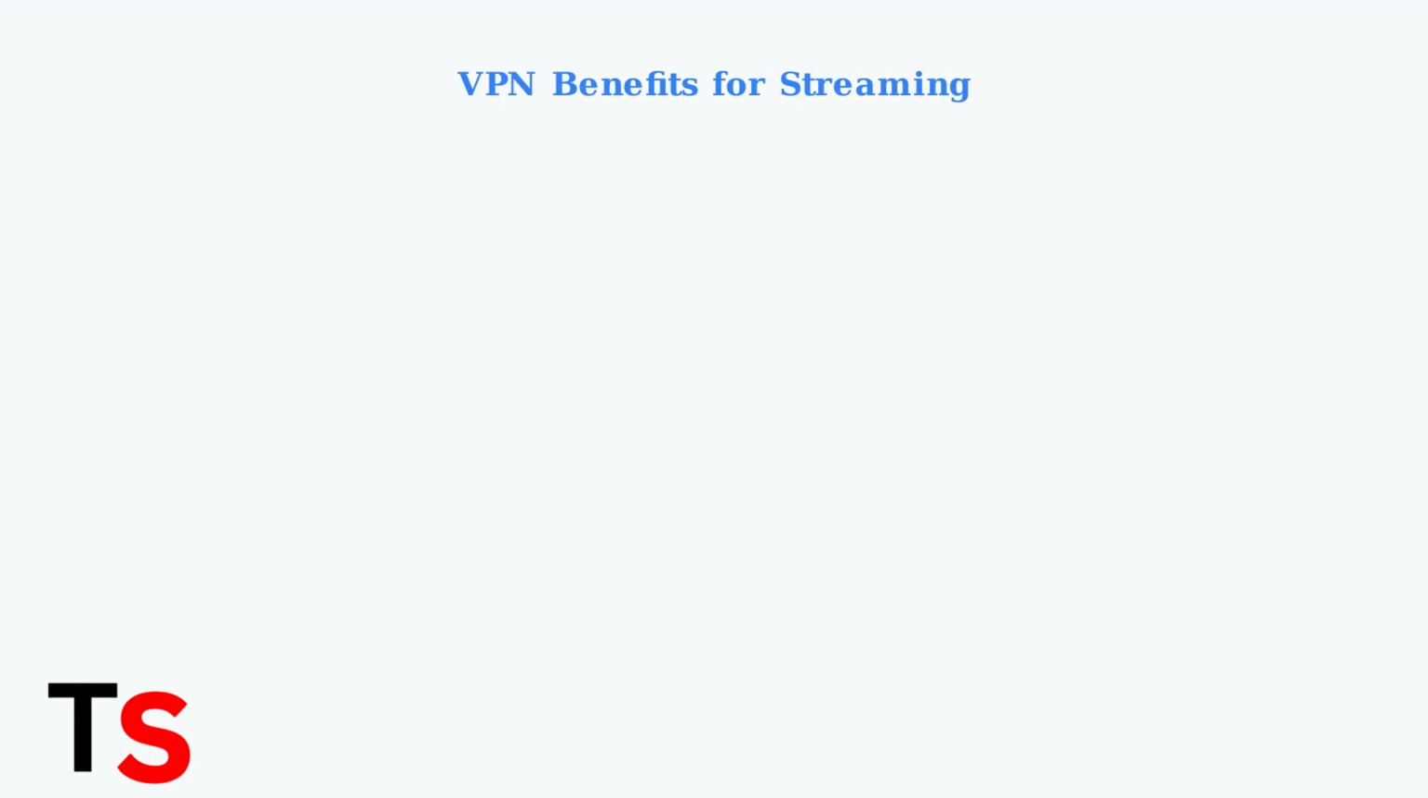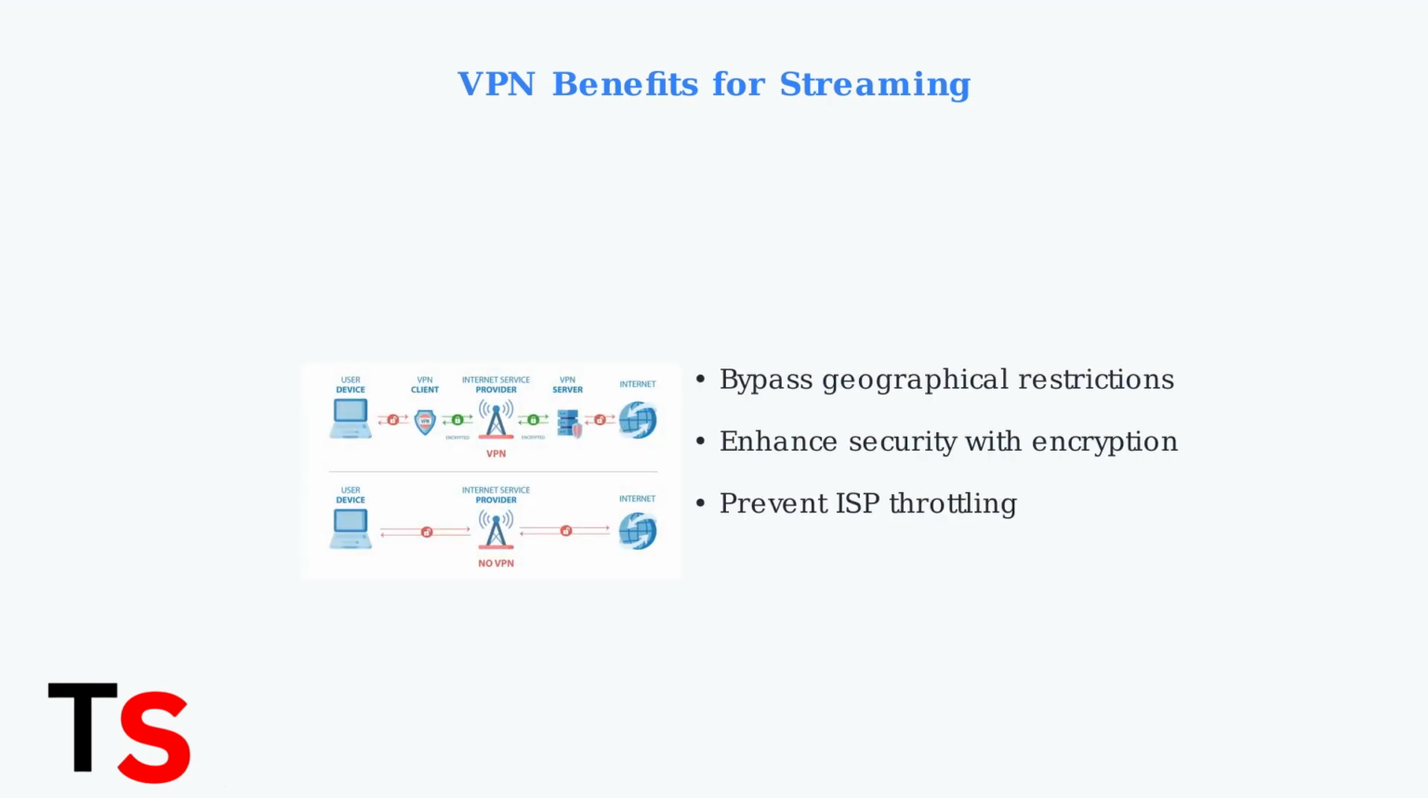VPNs provide three key benefits for streaming applications. First, VPNs bypass geographical restrictions, allowing access to content that may be blocked in your region. Second, they enhance security by encrypting your data. Third, they prevent ISP throttling of streaming traffic.